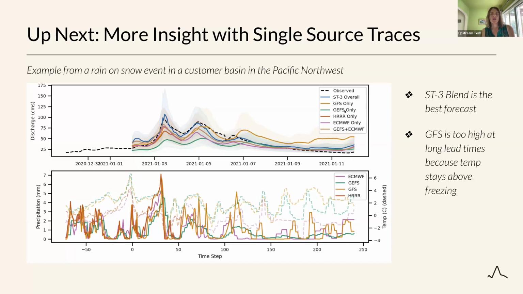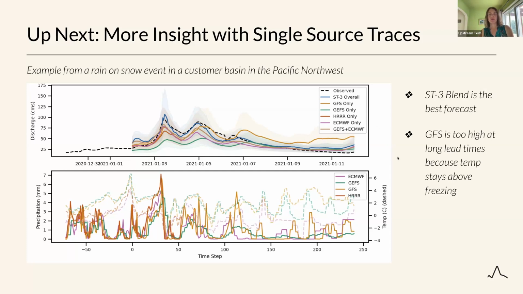A couple things to note. This orange forecast is GFS only. That forecast is high at the longer lead times, and that's because the temperature forecast never went below 0. It was always above 0, and that made the difference in being able to say, is this going to freeze or is it going to run off? The blue forecast, our blended forecast, had all the precip forecasts in there, was able to make good sense of the information it had, and it got the peaks pretty darn well, as well as a recession. So that's an example of something that we are going to be putting out and getting some feedback on.